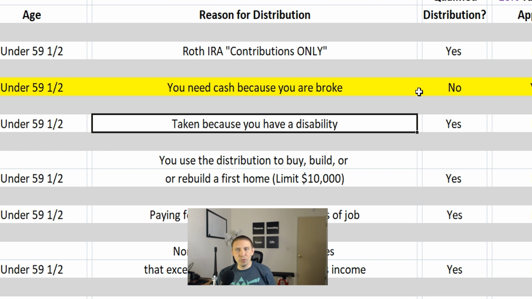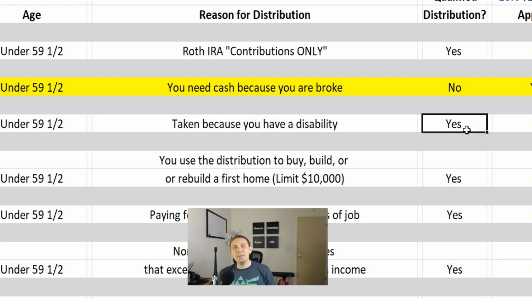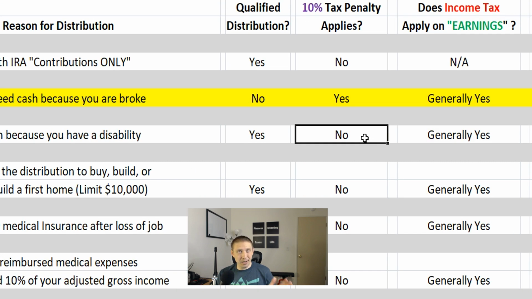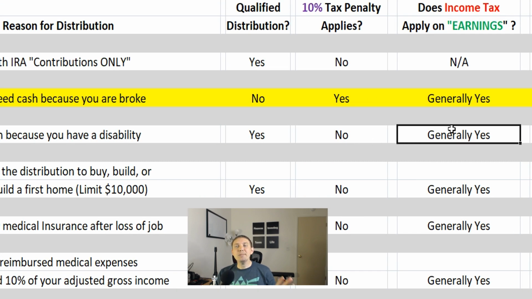So let's say for whatever reason you become disabled or you're currently disabled and you have money in one of these Roth IRA accounts. Well, if you take money out, it's okay. It's known as a qualified distribution. No 10% penalty will apply to you, which is great. Tax may apply on the earnings if that money has been in your Roth for less than 5 years. But if your money has been in there longer than 5 years, then tax generally will not apply. So that's just the general rule of thumb.